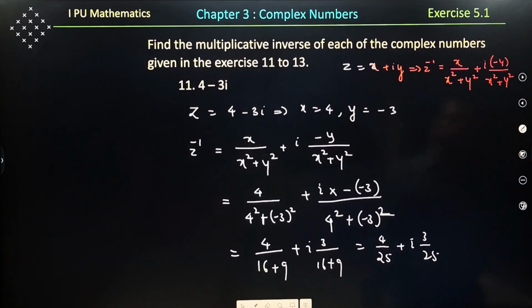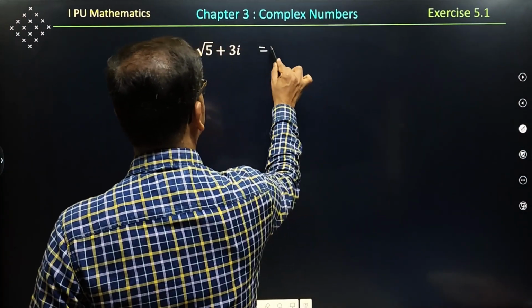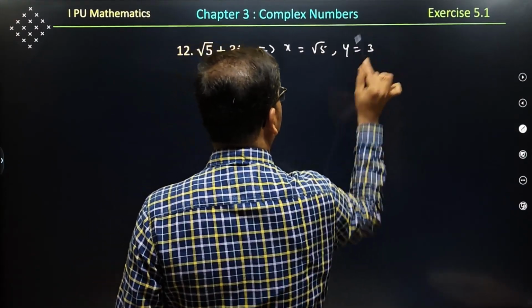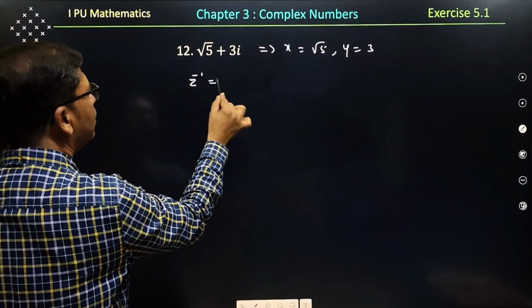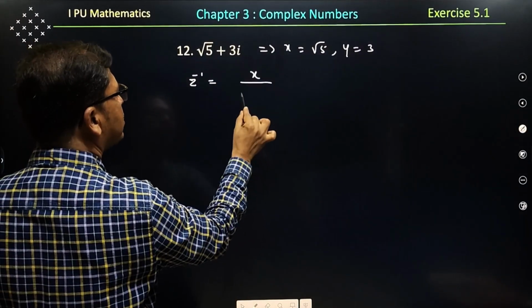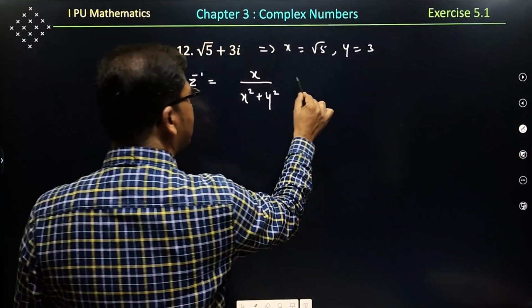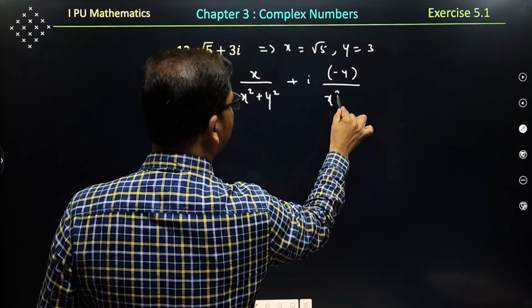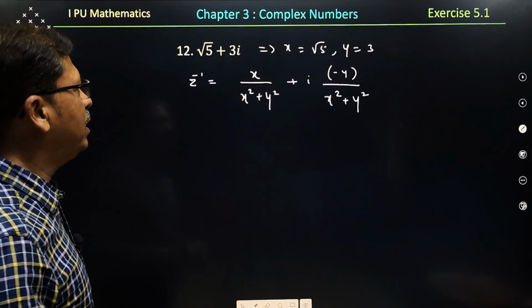Next question. Now let me take into consideration the next question. Here this implies x is equal to root 5, y equal to 3. The multiplicative inverse is given by the formula x divided by x square plus y square plus of I into bracket minus y divided by x square plus y square. Let us put the values and simplify. That's all, we will get the answer.